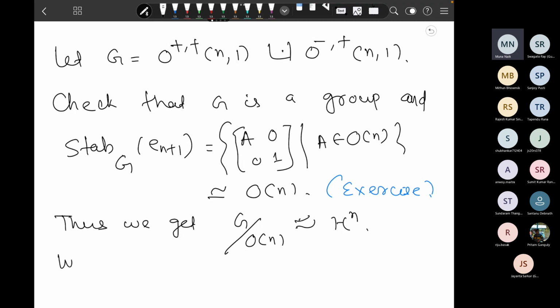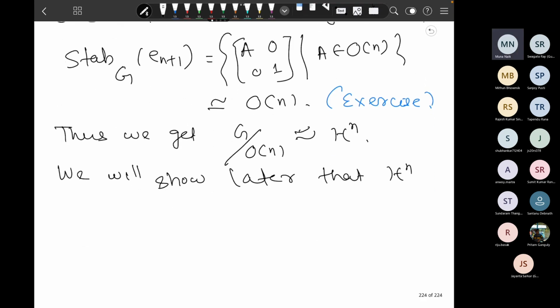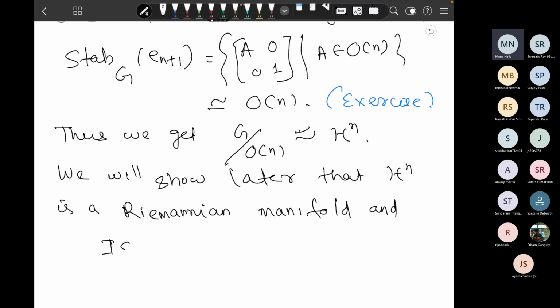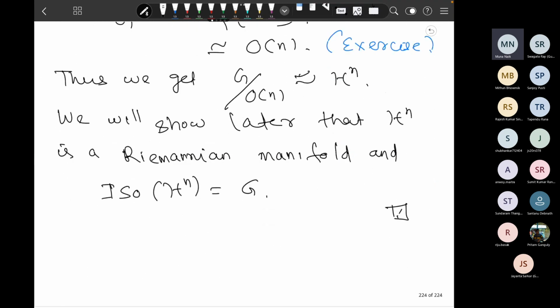We will show later that H^n is a Riemannian manifold, and the isometry group, I will define something, the isometry group of H^n is equal to G. So this gives an introduction to this H^n, and this is a very important symmetric space. Later we will call this a symmetric space of non-compact type.